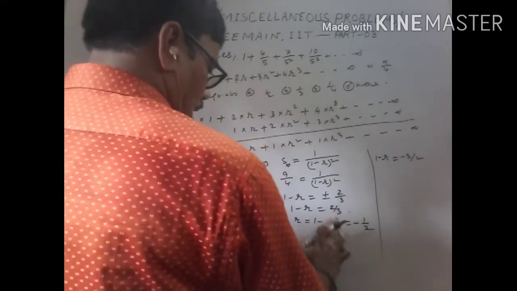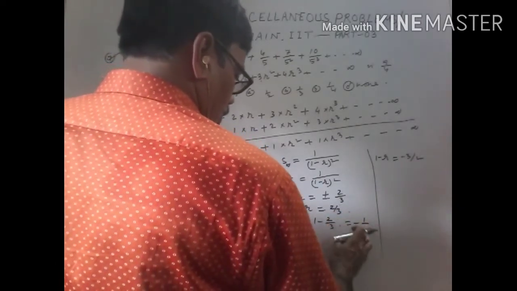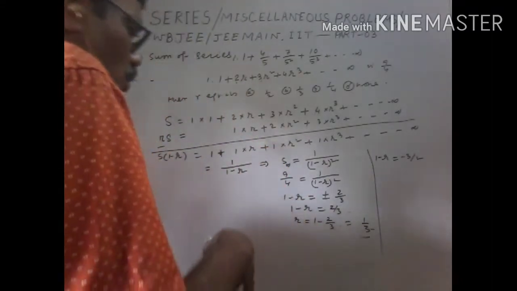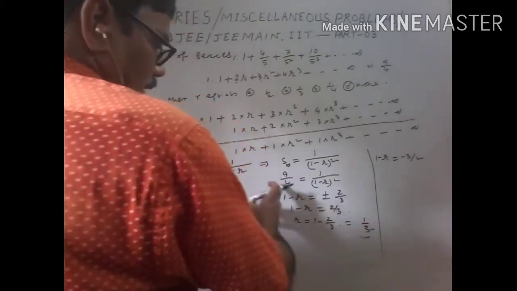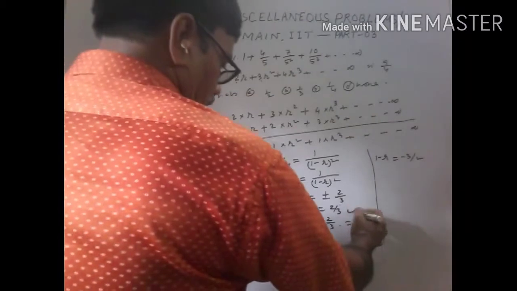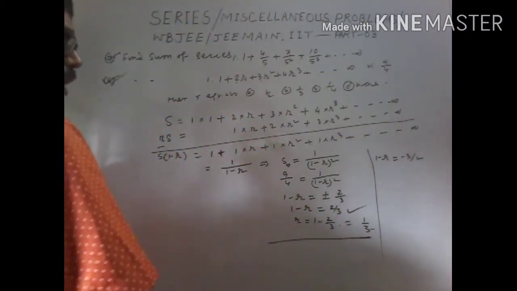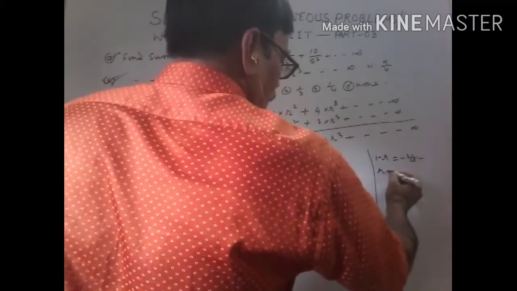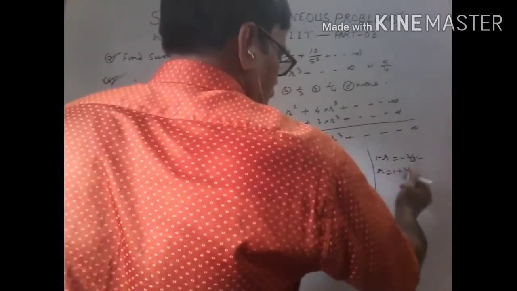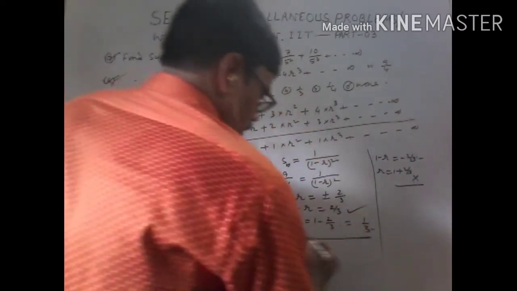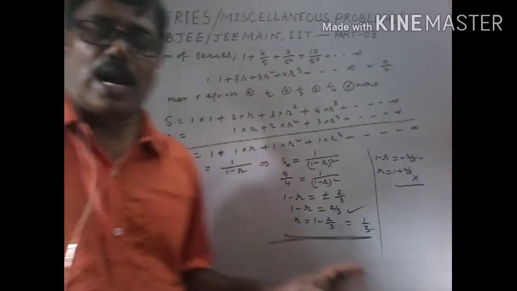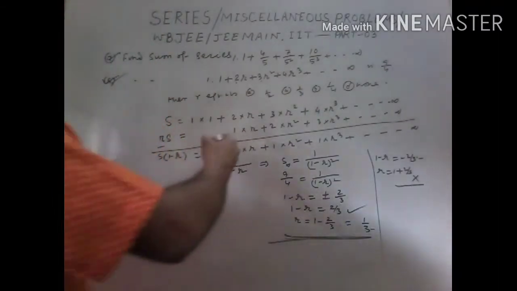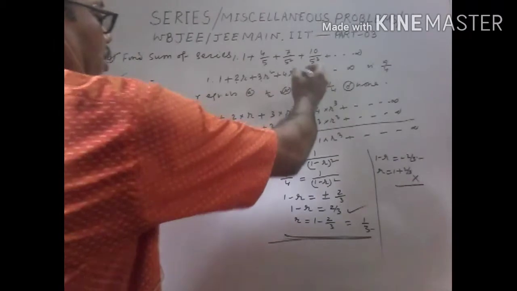So r equals 1 minus 2 by 3, this is 1 by 3. So 1 minus r equals 2 by 3. Taking the positive sign, r equals 1 by 3. And for 1 minus r equals minus 2 by 3, r equals 1 plus 2 by 3. So this is not possible, as the common ratio always lies between minus 1 and plus 1. So what is the value of r? R is 1 by 3.